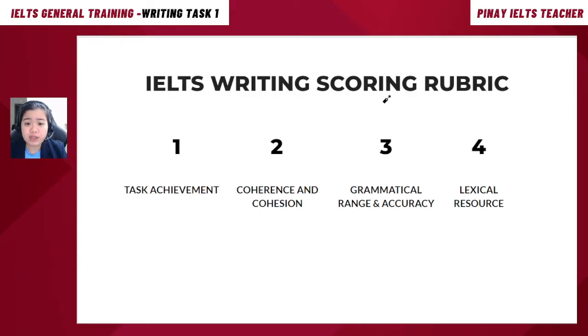videos. So you do know that you're being scored based on four areas: your task achievement, coherence and cohesion, grammatical range and accuracy, and your lexical resource. Task achievement, were you able to do what is required of that task? Were you able to write 150 words for your letter within the given time? Coherence and cohesion, was there a structure of your ideas?